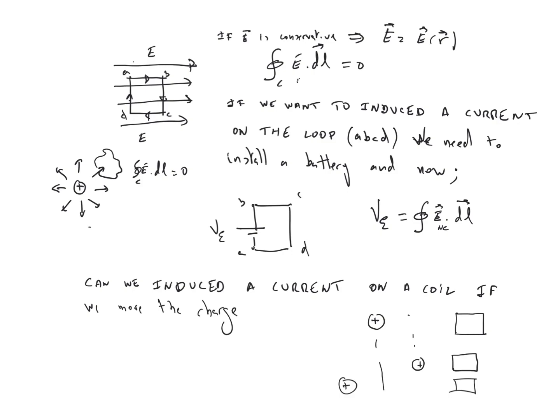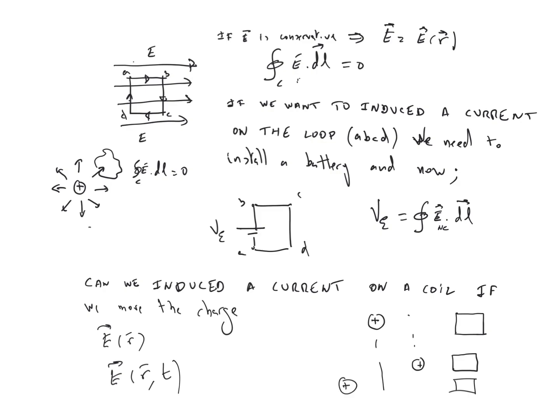So the second question is, can we induce a current on a coil if we make the electrical field change in time? If we use an electrical field E that is not only dependent on r, but depends on r and the time t, can we induce a current? And the answer is yes. And this is a very visual example that I'm going to show you.